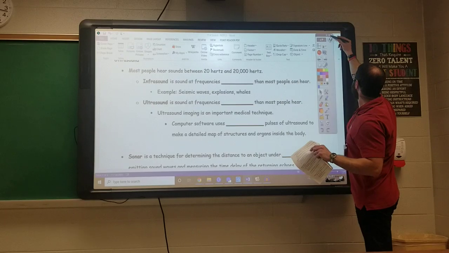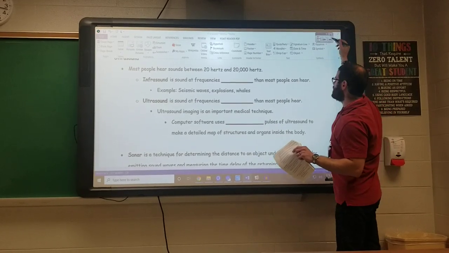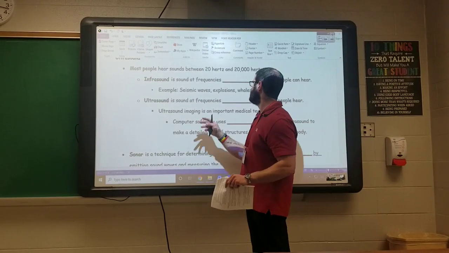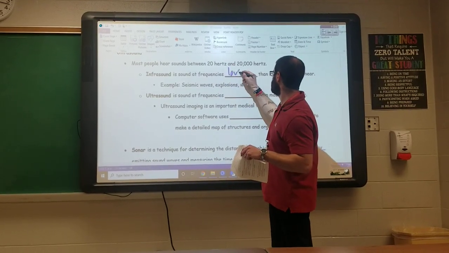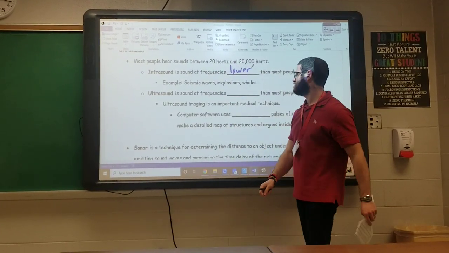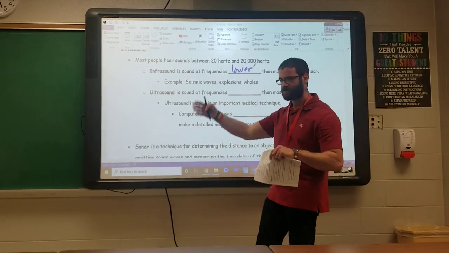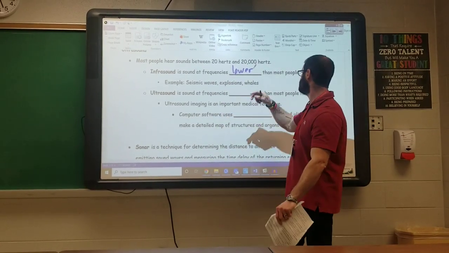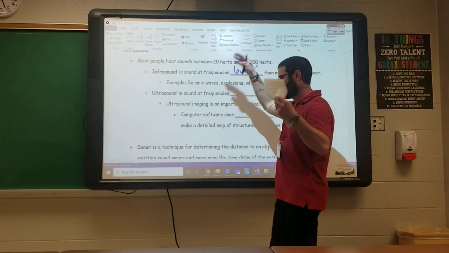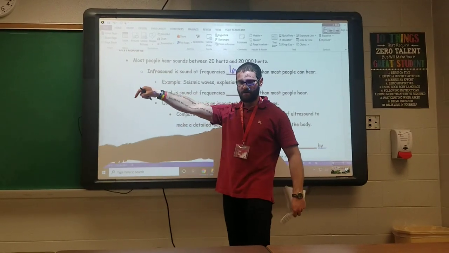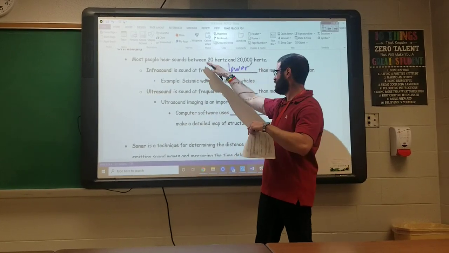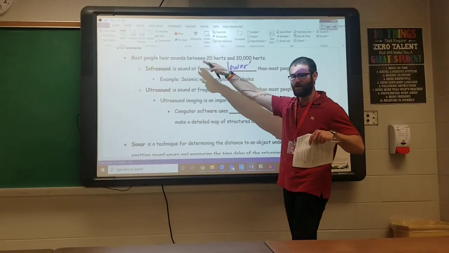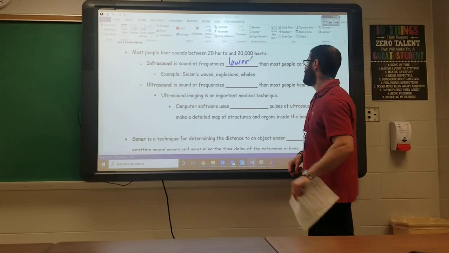Some terminology. Infrasound is sound at frequencies lower than most people can hear, so lower than that 20 hertz. Examples are seismic waves from an earthquake or an explosion, and whales. Whales communicate with sound, and the sound waves they emit are lower. We can't hear them because they're lower than that 20 hertz.